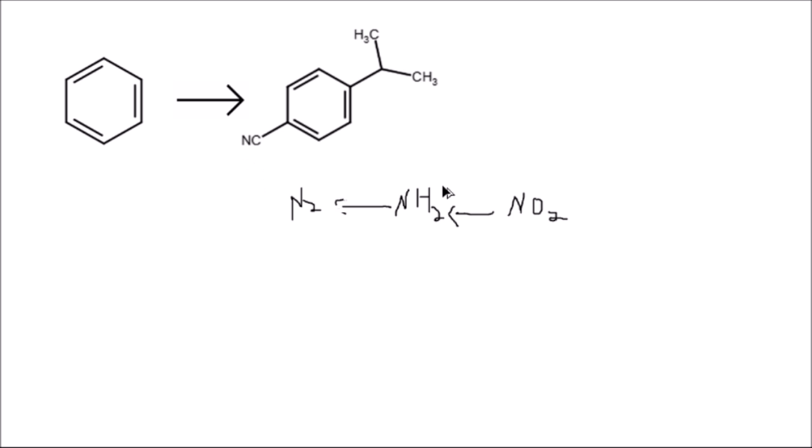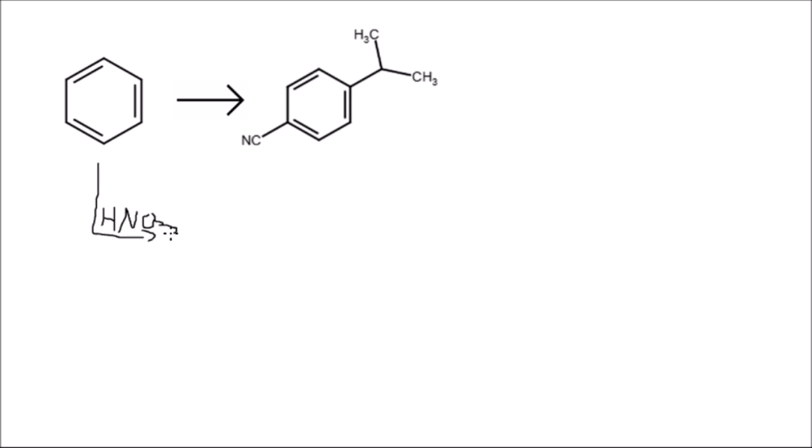Okay, so let's do it. So first we need a nitration reaction. So we need to react the benzene with HNO3 with H2SO4, the acid, and we get a nitro group.